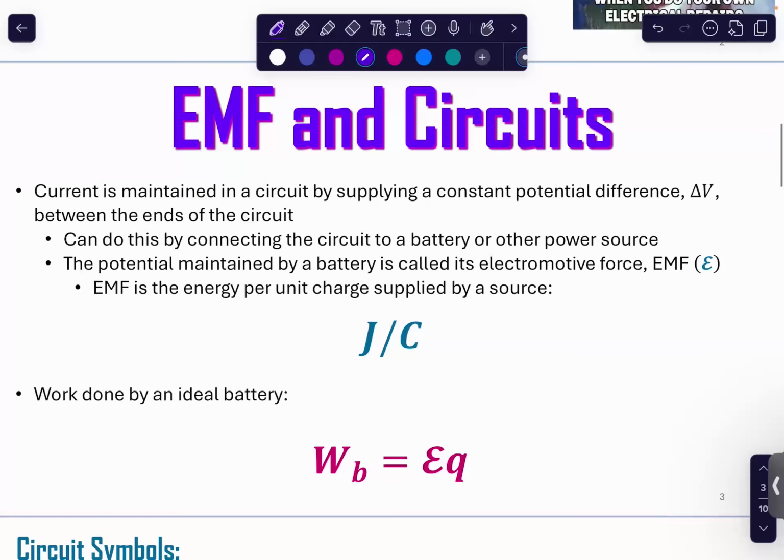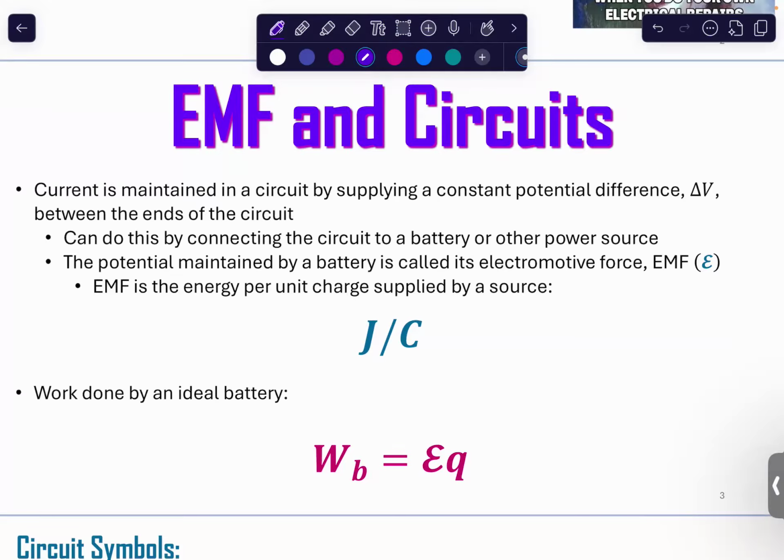Now, the thing that runs circuits is called EMF. Technically, the delta V of your battery or your power source is the EMF. It's called the electromotive force. It is the delta V that will cause the current to flow through the circuit. And as you can see, EMF is always represented with that script E. If you look in the textbook, they make it all fancy.